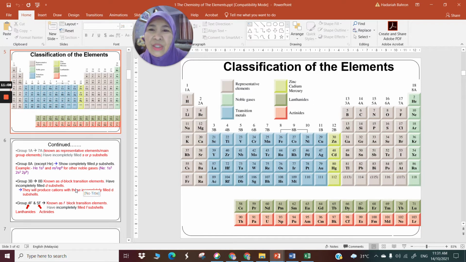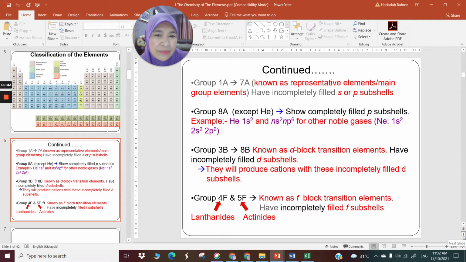They all have incompletely filled D orbitals or D subshells, and they will produce cations with these incompletely filled D subshells. Group 4F and 5F, which are here, your lanthanides and your actinides, they all have incompletely filled F subshells or F orbitals. So let me go through that.